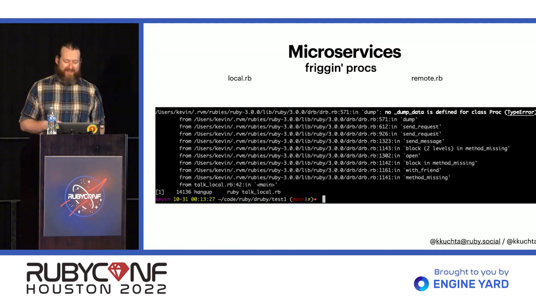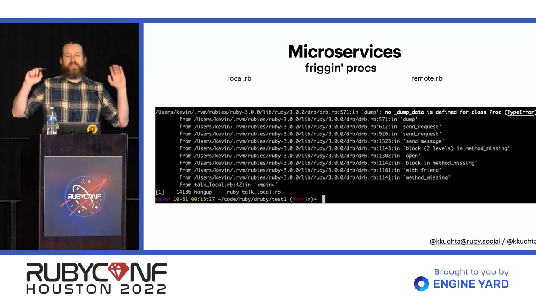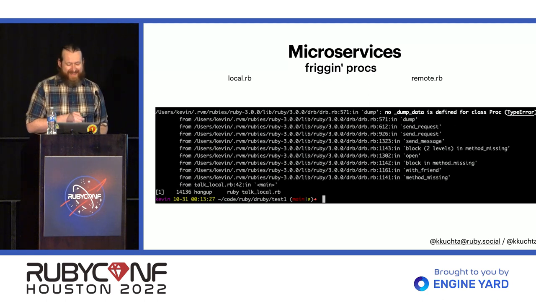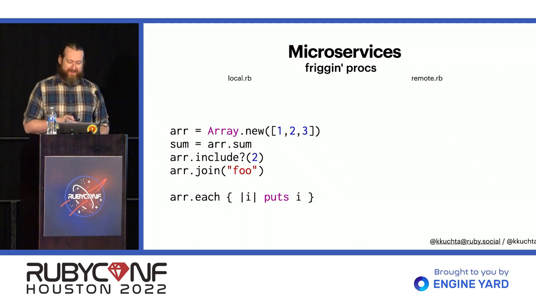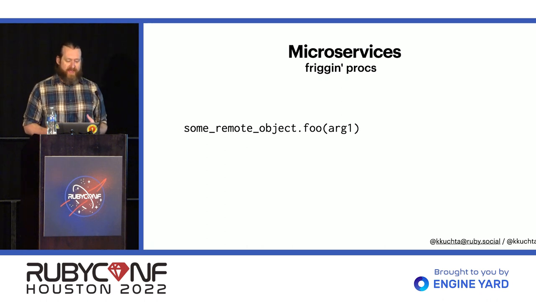I call .each and it gives me "no _dump_data is defined for class Proc." And I swear, there's a reason for this. It's not just that dRuby is getting tired of our nonsense and is throwing exceptions out of spite. Really, it's because each takes a block. Now, let's take a look at what dRuby's doing under the hood to understand why that's a problem. If you have a remote object in dRuby and you call a method on it with an argument, dRuby needs to serialize this argument, send it to the remote side, and have the remote side handle it.